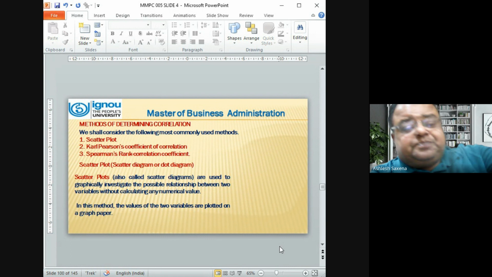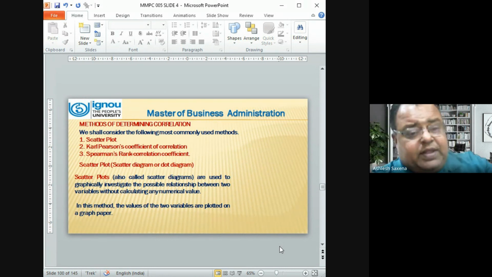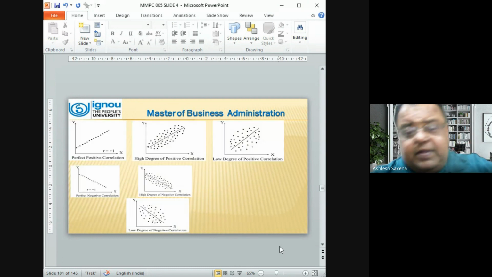Different values for x and y are given to you. You take x along the horizontal and y along the vertical with the particular scale, and you plot all the points, all the values given on the graph. In this method, the values of two variables are plotted on the graph paper. Now, when this is plotted, you can see there are 6 types of figures here in this diagram.